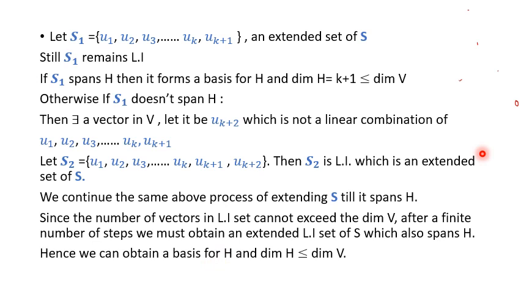Then the dimension of H must be less than or equal to the dimension of V, because you cannot add more than the dimension of V. That set S cannot have a number of vectors which is more than the dimension of the vector space V. So at the maximum, the dimension of H should be less than or equal to the dimension of V.